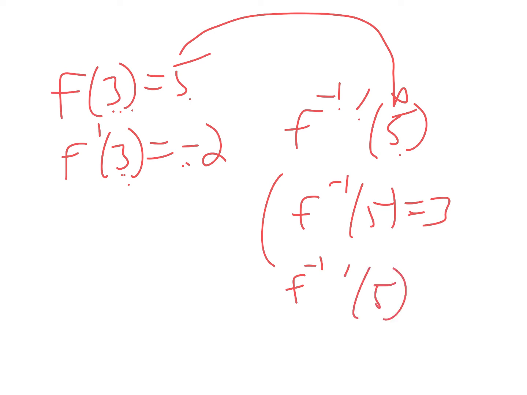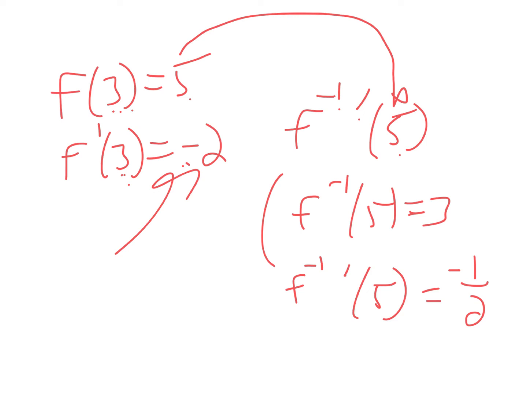Well, we already know from the work I did a minute ago that the slopes are just reciprocals. So since the slope of f at 3 is -2, the derivative of f inverse at x equals 5 is going to be the reciprocal of that. So -1/2. Notice it's not the negative reciprocal, it's just the reciprocal. Okay, so that's what you do.